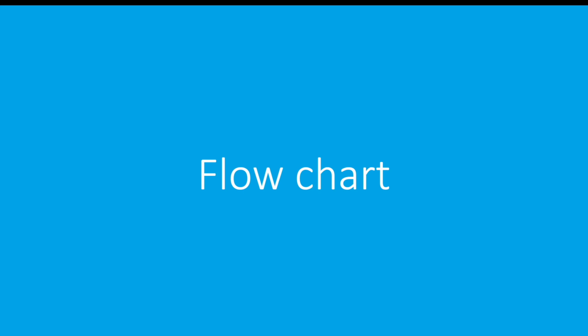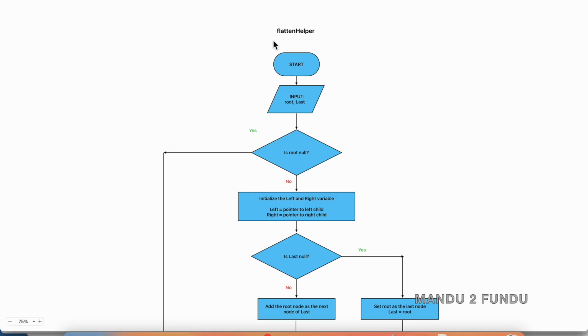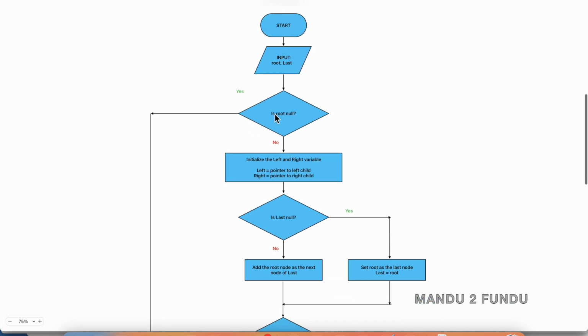Let's look at the flowchart. The input for this flatten helper procedure is the root node's pointer and the pointer to the last node in the linked list created so far. Inside the helper function, first we check whether the root is null. If so, we simply return.